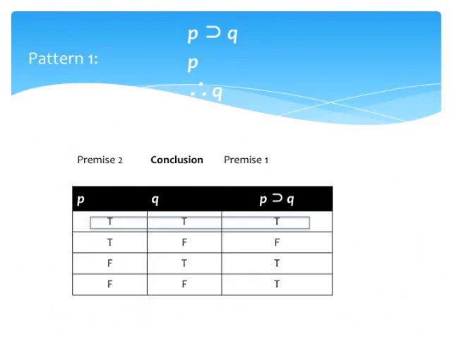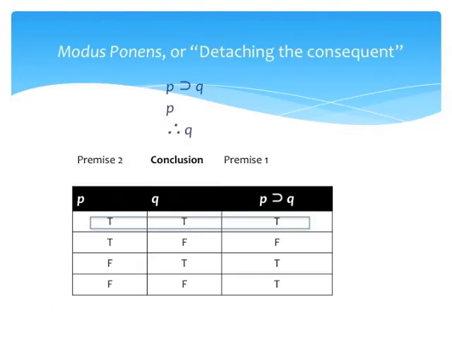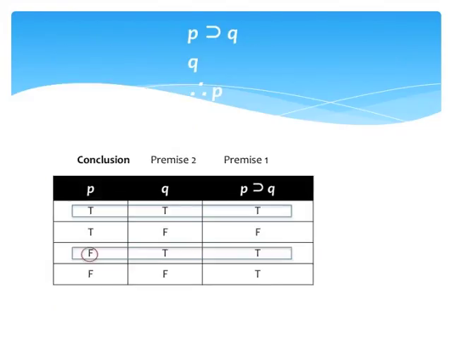So let's see the first pattern, which is if P then Q, P therefore Q. There's only one row where both premises are true, and that is the first row. And in that same row, the conclusion is true as well. So the argument has no counterexamples and is thus valid. This is indeed a very famous and common pattern of argument, which is usually called Modus Ponens, or also detaching the consequent. The second pattern does have a counterexample, though.